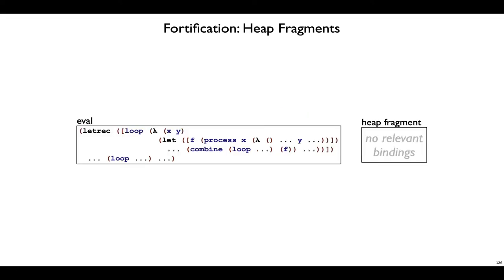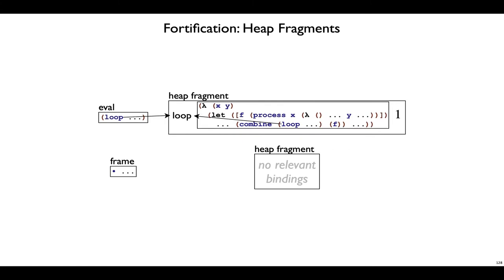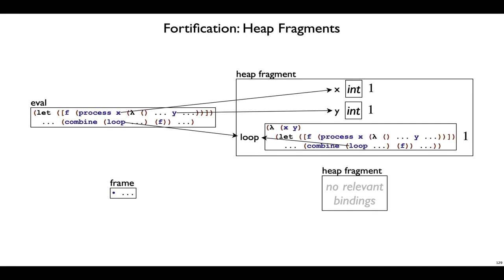To see how heap fragments fortify abstract counting, let's perform the same analysis as before, but this time with heap fragments. In this analysis, each expression and frame maintains its own heap fragment. The expression with control is the expression on the top of the stack. As before, we evaluate the right-hand side of the loop binding, a lambda, and proceed to the body of the let rec. In making this call, we introduce bindings for x and y into the heap fragment, each with an abstract count of 1. Up to this point, the analyses exhibit the same precision.